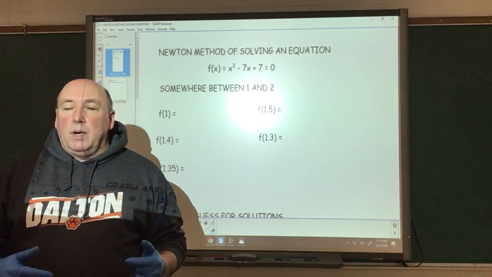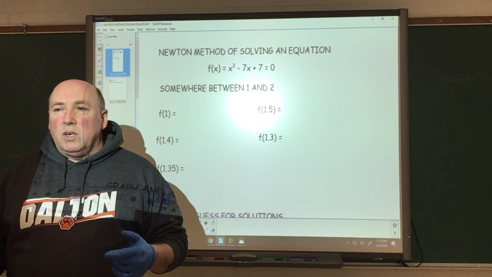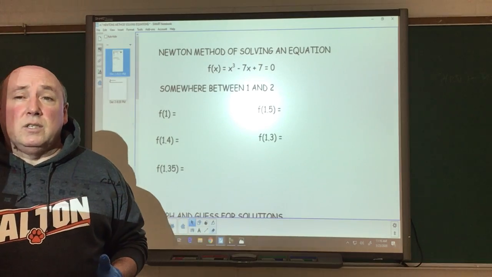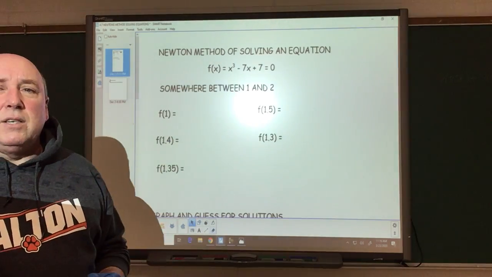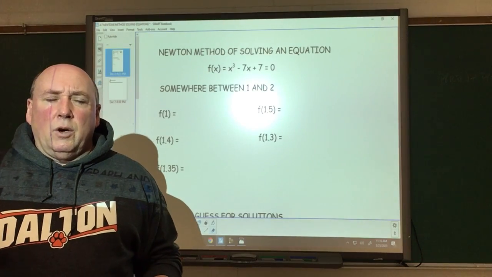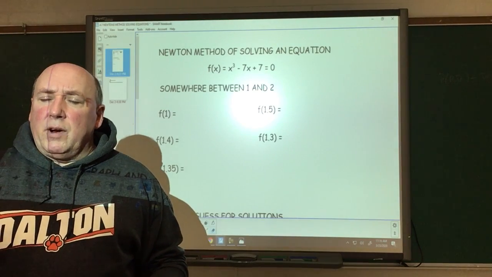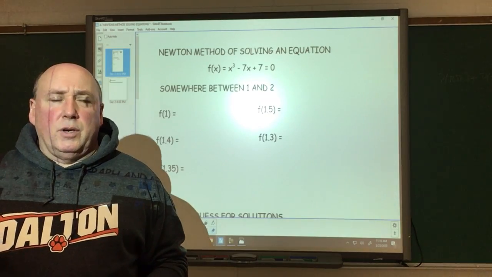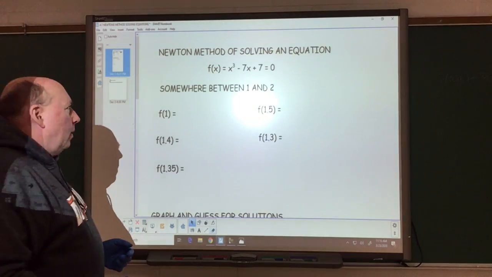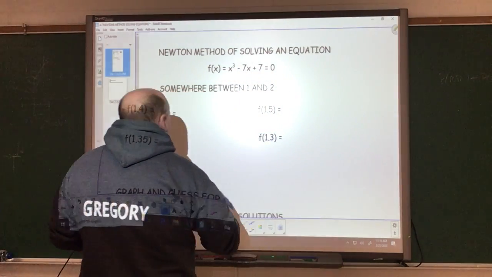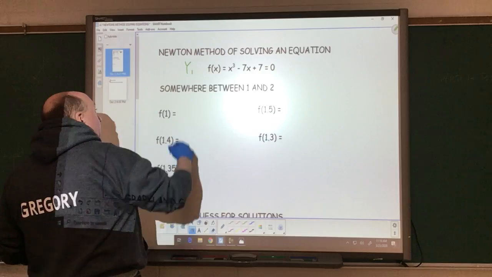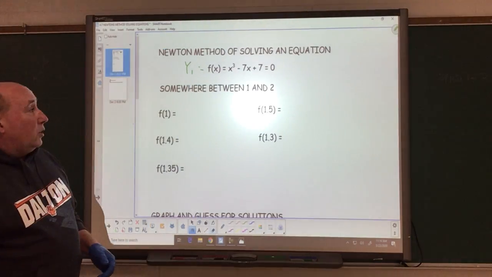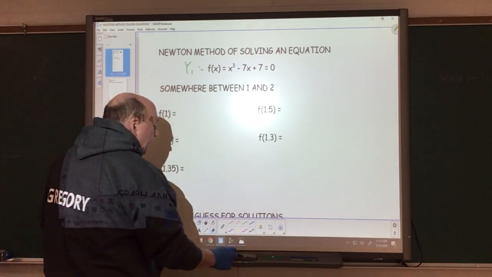Well, in pre-calc, we looked at the idea of synthetic division, but the only thing we can come up with is rational solutions. Probably not going to get rational solutions here. So Newton figured out another way, using the idea of derivatives, to be able to calculate a solution. First thing we want to do is in my y1, I want to type in this equation, x cubed minus 7x plus 7.